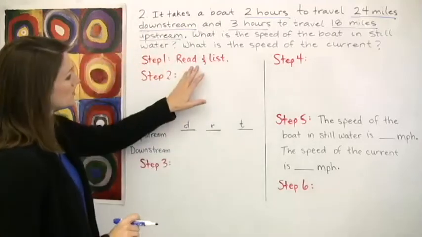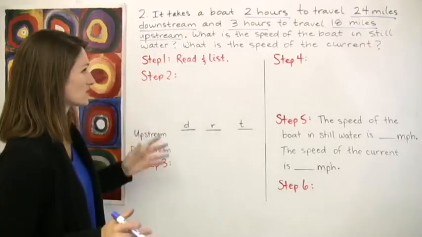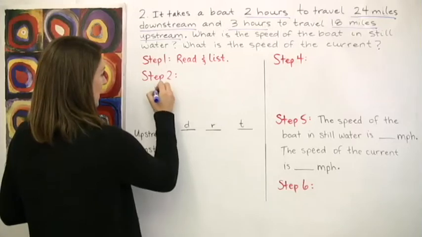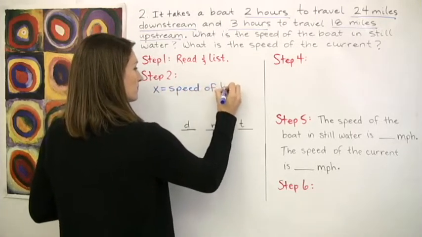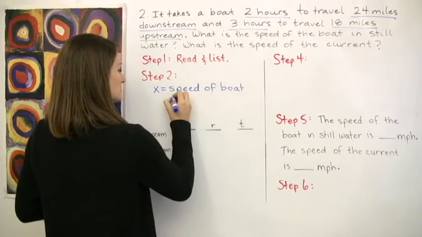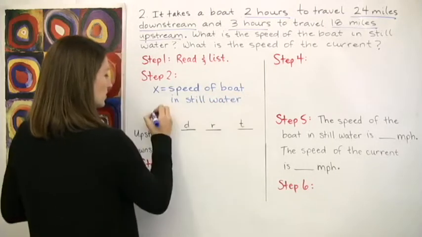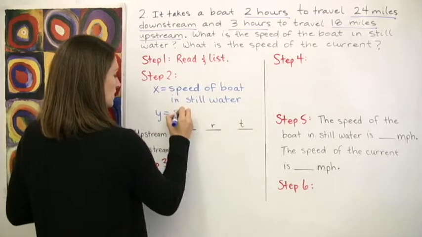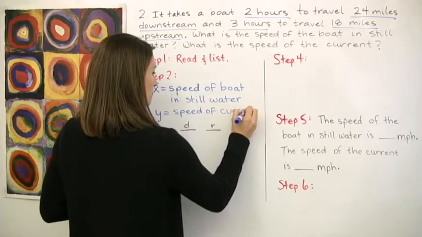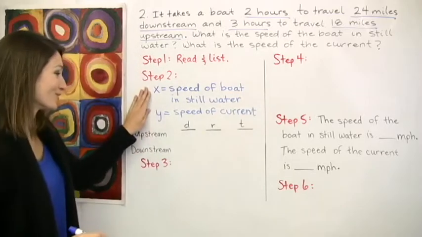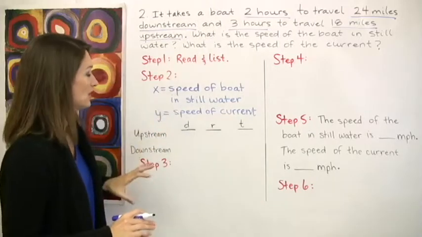So the first step was to read and list the knowns and the unknowns, which we just did. The second step is to assign a couple variables. So let's let x equal the speed of the boat in still water. And then we'll allow y to equal the speed of the current. Then using these two variables, we'll write some expressions in order to translate this information into something that we can use.